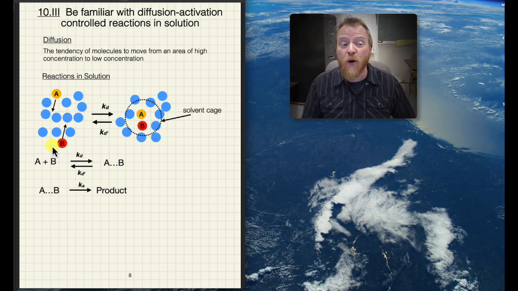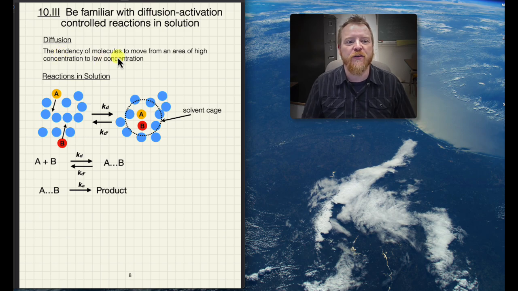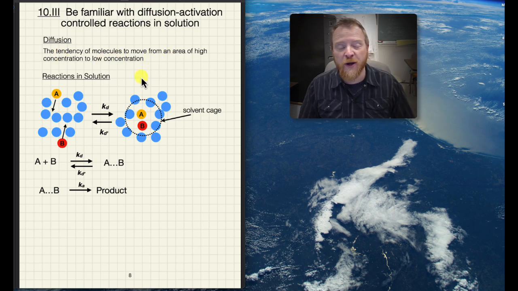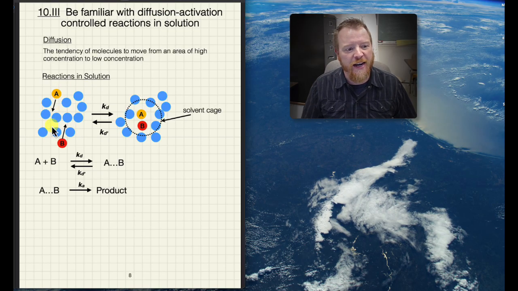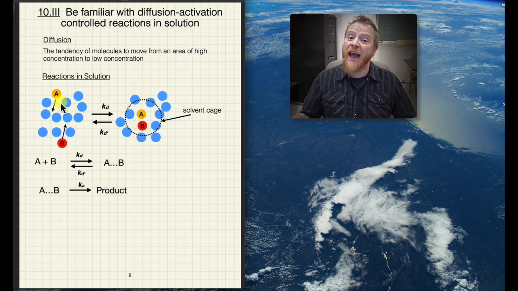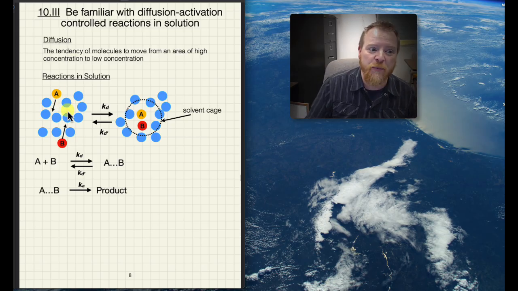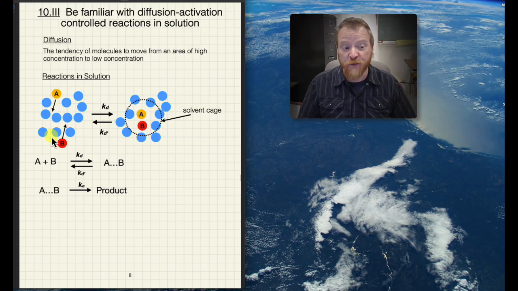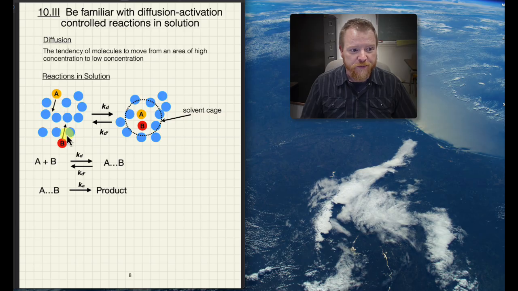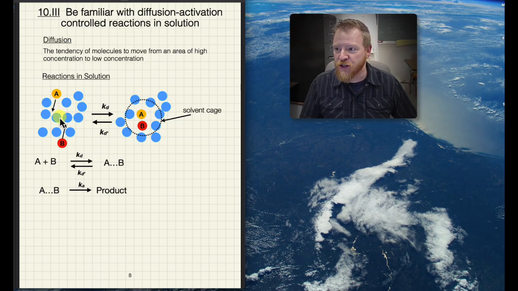So when we think about what will happen as things react in solution, they've got to diffuse through all of these solvent molecules, where we'll define diffusion as the tendency of molecules to move from an area of high concentration to an area of low concentration. So in this area here where they are absent of A's and B's, A and B will diffuse into that place where there's a void of molecules so that they can fill in that space. So they will approach each other with rate constant Kd.